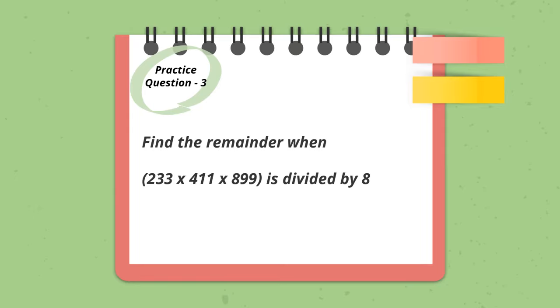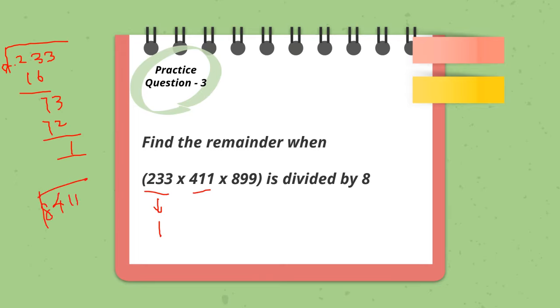So my remainder 1, let's say 233 divided by 8. So let's do it here. 233 divided by 8, I'll take 16. So 16, this is going to be 73. So 73 and again I'll take 72. My remainder is 1. So 233 divided by 8 leaves remainder 1. So let me write the remainder alone here. 411, again 411 on dividing by 8, this is 40. We'll get 1 and 11. So 8, your remainder is going to be 3. So I'll write the remainder separately here. This is 3.